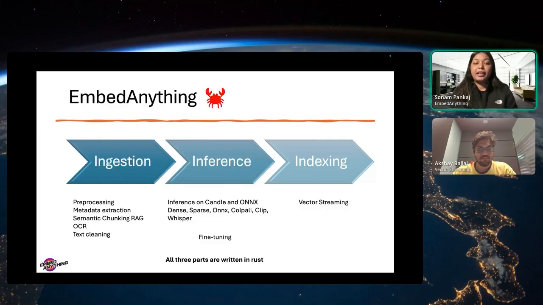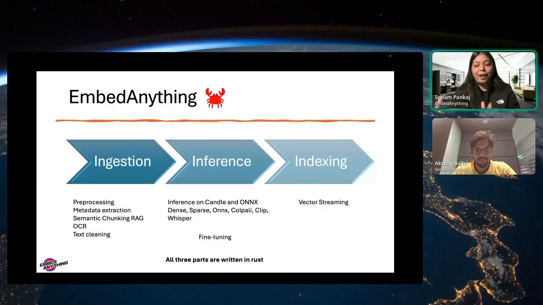Then inference. Inference is done both on Candle and on ONNX. Why Candle? Because it's built on Rust and it has been built specifically for transformer based models. And why ONNX? It allows quantized models. Recently, we also released the ColPali ONNX version on our Hugging Face model page. So we are also releasing models apart from this whole infrastructure. And we support dense models like BERT, Jina, we support sparse, ColPali, CLIP, and Whisper models.